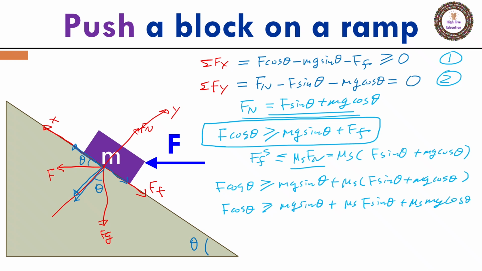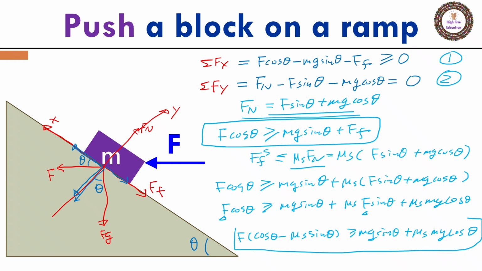I want to move everything related to F on one side and the other stuff on the other side. So then I got F times (cosine theta minus mu s times sine theta) larger or equal to mg sine theta plus mu s times mg cosine theta. So this is what I get. So now we know this relationship, right?